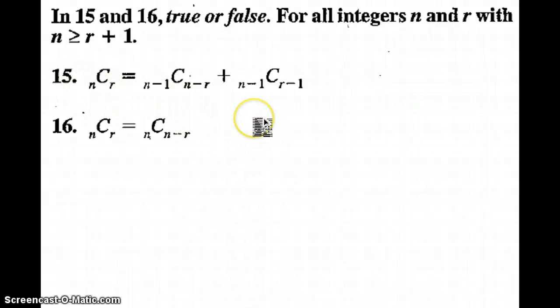Okay, this is saying try to prove this. Well, true or false, really. I'll do sort of a proof as to why this is. And this is a lot of mumbo jumbo here. We have to worry about n being bigger than or equal to r plus 1.